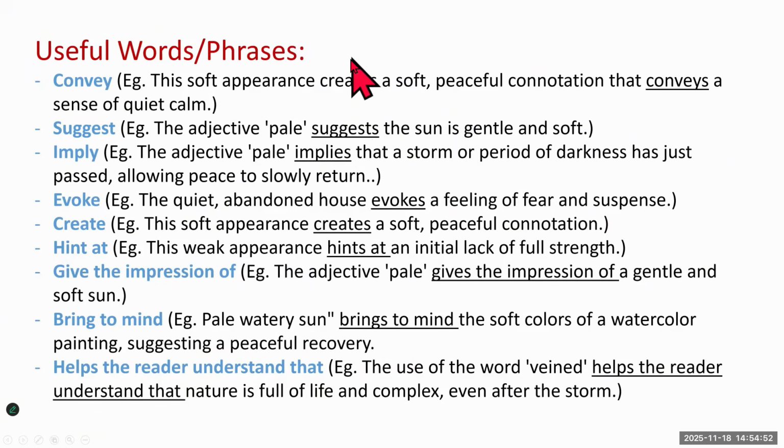So don't always say "this shows that." You can use the word convey. This soft appearance creates a soft, peaceful connotation that conveys a sense of quiet calm. The word suggests is very useful. The adjective pale suggests the sun is gentle and soft.